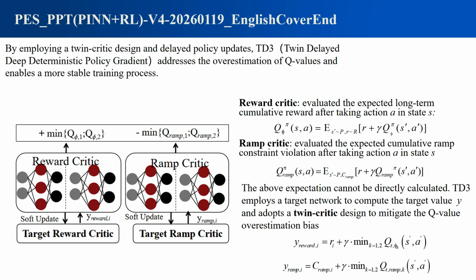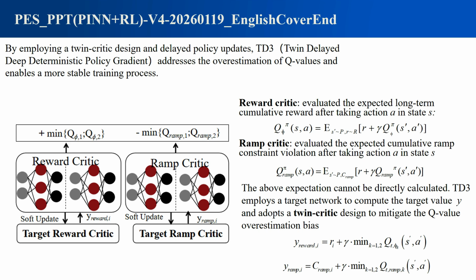The reward critic estimates the long-term cumulative reward after action A is taken in state S. Its target uses the immediate reward plus the discounted value of the next state and next action. The ramp critic estimates the long-term cumulative ramp constraint cost. Its target uses the immediate ramp cost plus the discounted future ramp value. Keeping these 2 critics separate is important. A low-cost action and a low-ramp risk action are not always the same action, especially when renewable uncertainty changes quickly. The diagram shows reward critics and ramp critics, each with a corresponding target critic. Soft updates move target networks gradually, which stabilizes training.